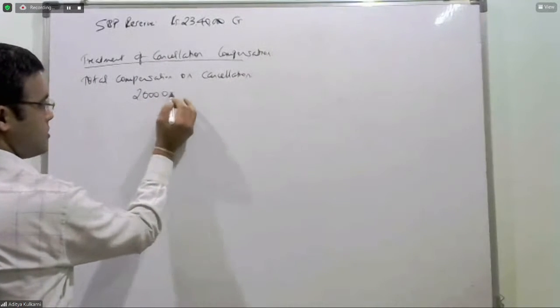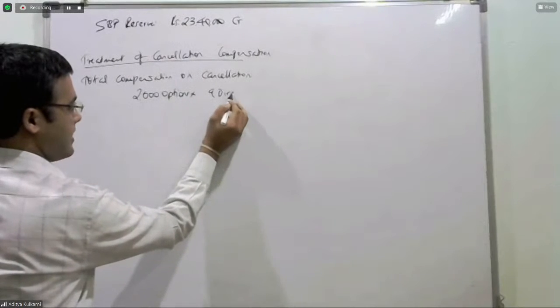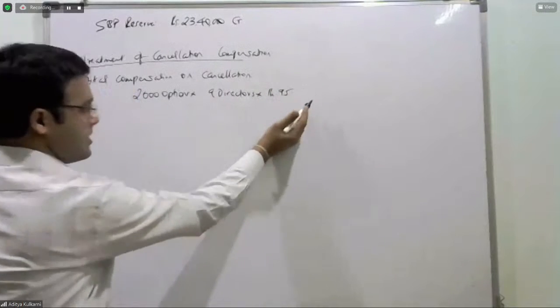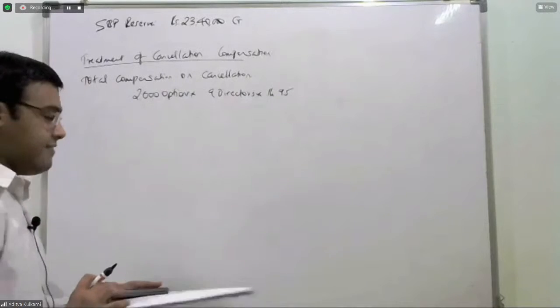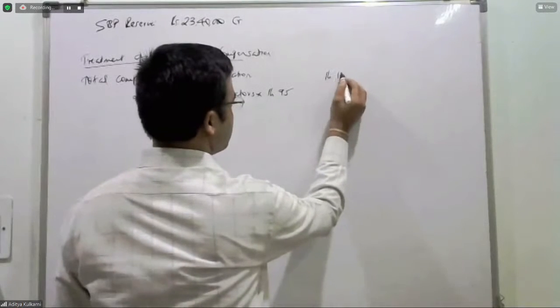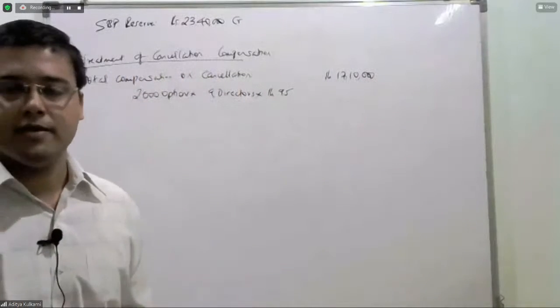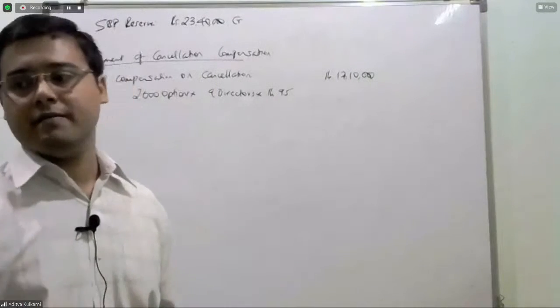2,000 options multiplied by 9 directors, and per option your compensation is 95. So that gives you how much? 17,10,000. This is the total compensation that you will be giving to the directors, the cash payment that you will be doing.